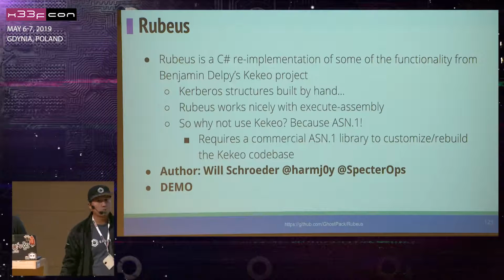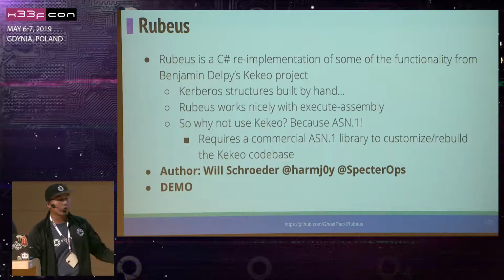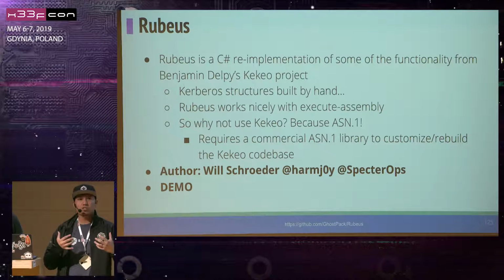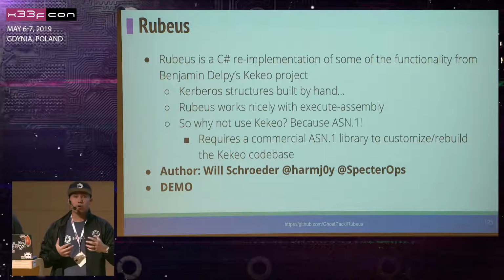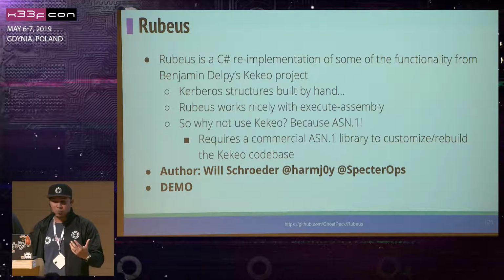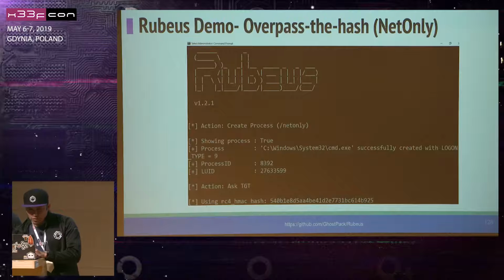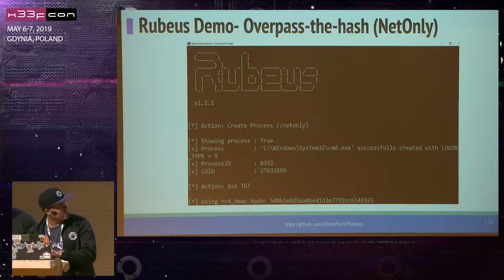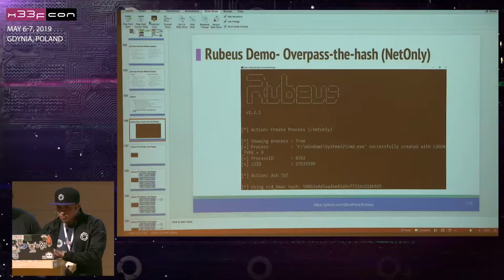Rubeus is a tool built by harmj0y, or Will Schroeder, from SpecterOps, and it uses C# to provide most of the functionalities of Kekeo, a project also by Benjamin Delpy. And I'm going to do a quick demo of how exactly that works, so that way we have some time still. Cool.